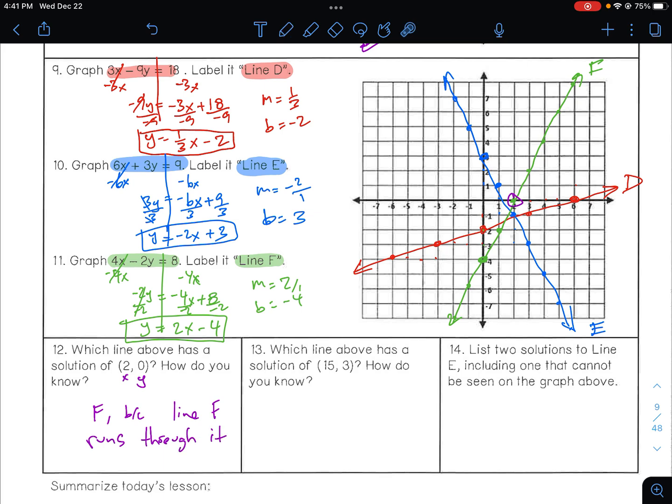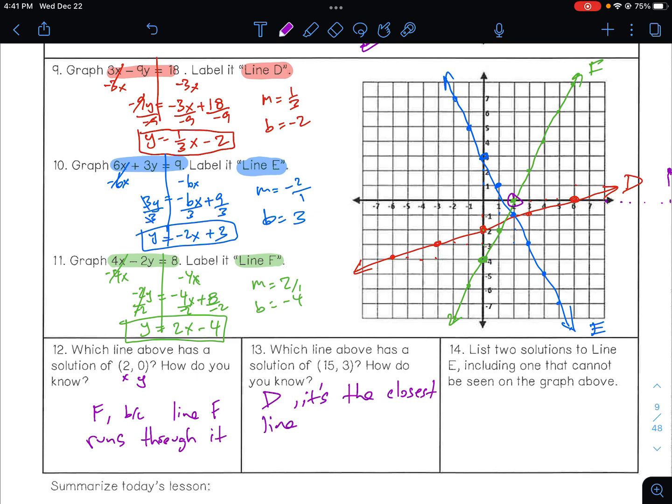Which line above has a solution of 15, 3? And how do you know? 15 and 3. Uh-oh. This goes up to 8, 9, 10, 11, 12, 15 and 3. And it goes up a little bit to 3. Which of these looks like it would go through 15, 3? It looks like the only reasonable answer is D. How do you know? It's the closest line.